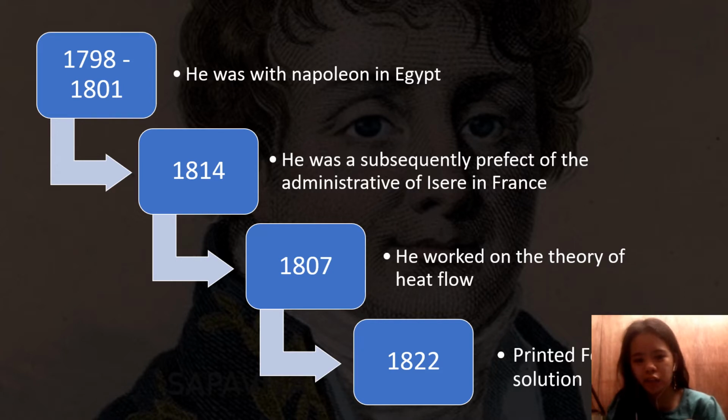In 1814, he was subsequently prefect of the administration, an officer in France. So he was a government official. Next is 1807. He worked on the theory of heat law. Then in 1822 he created the Fourier law solution. The book was called Théorie analytique de la chaleur.